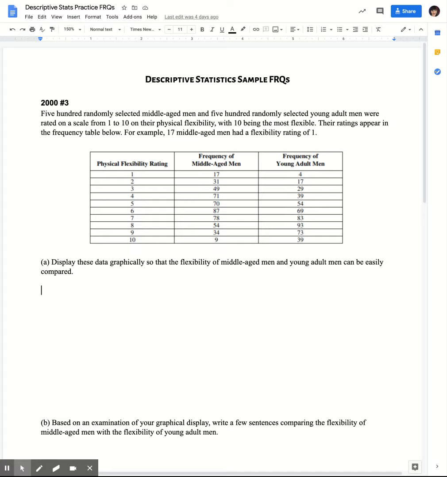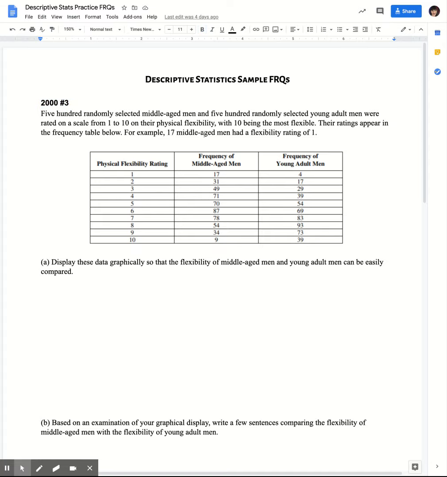One thing that I will say about descriptive statistics in FRQs is that a lot of the time, this will be integrated with another type of free response question. You'll have to do one part of the question that'll be about descriptive statistics, and then the other part will be related to something else, like inference or a probability or something like that. So in this first question, which is from the 2000 test, it's the third question on the 2000 test.